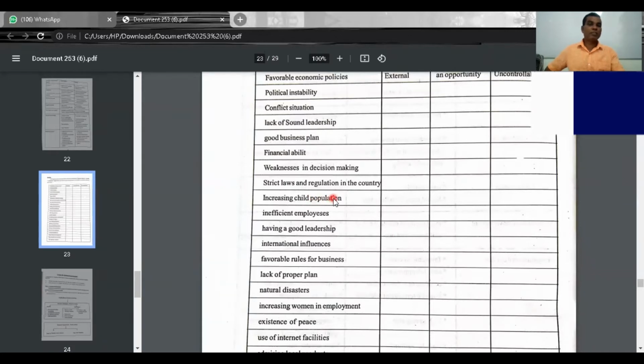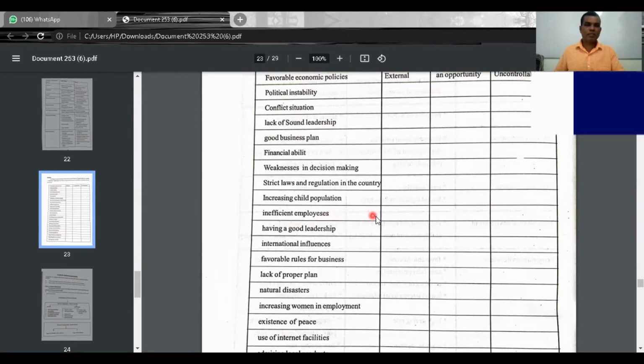Next one, increasing child population. Child population increasing is external. It cannot be controlled by the business. Increasing child population is an opportunity for business, because preschools will be developed, and purchases of various items used by children would increase. It is favorable, so that is an opportunity. And it is uncontrollable, it cannot be controlled by the business.